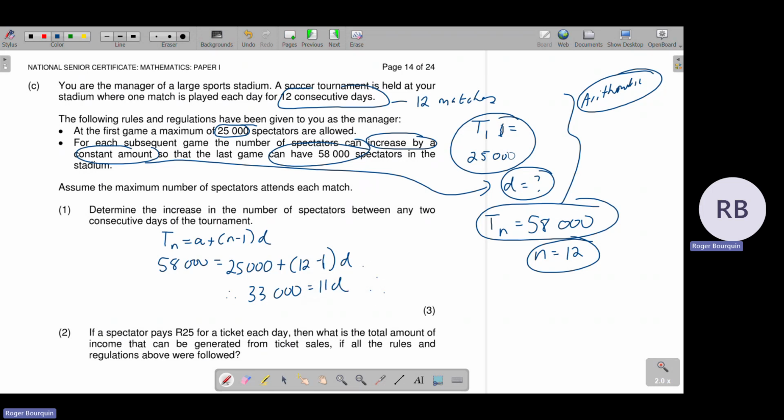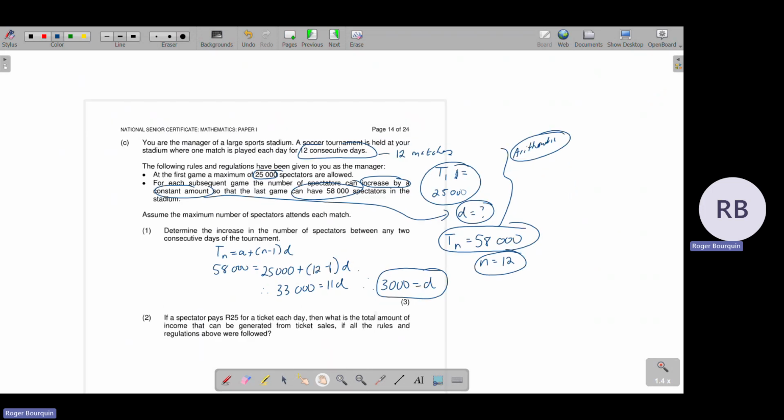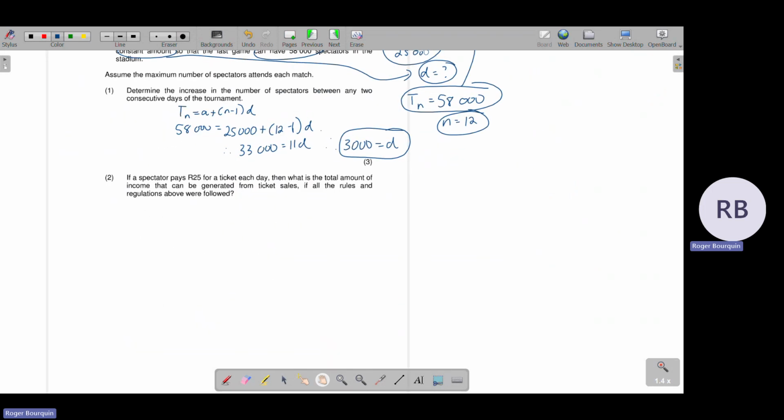Divide both sides by 11, and we get 3,000 is equal to D. So just show in your head. What's 58 minus 25? But he just went, right? Like he didn't do any steps in between. I didn't like that. I just wrote this.